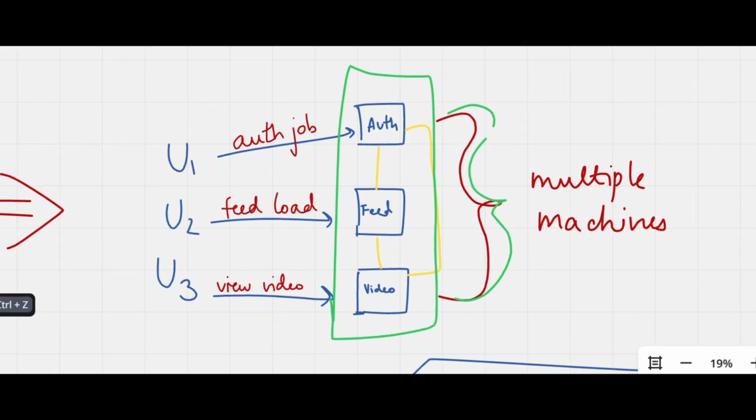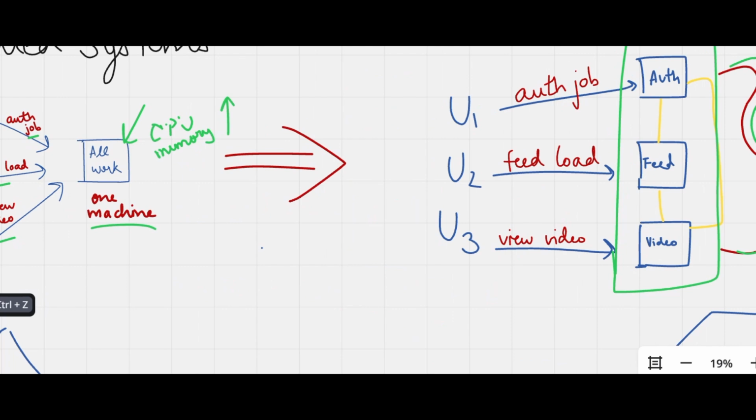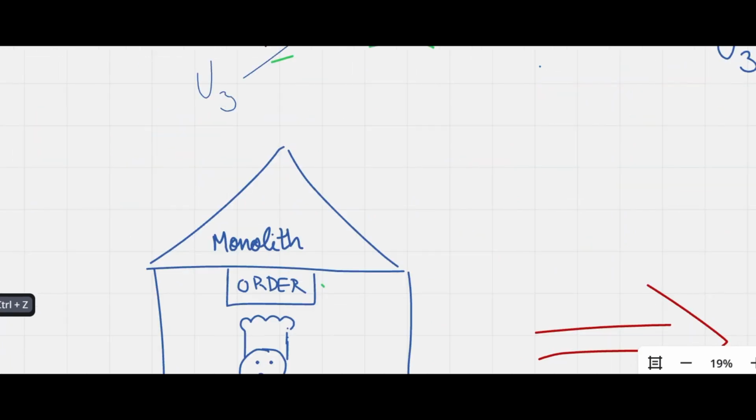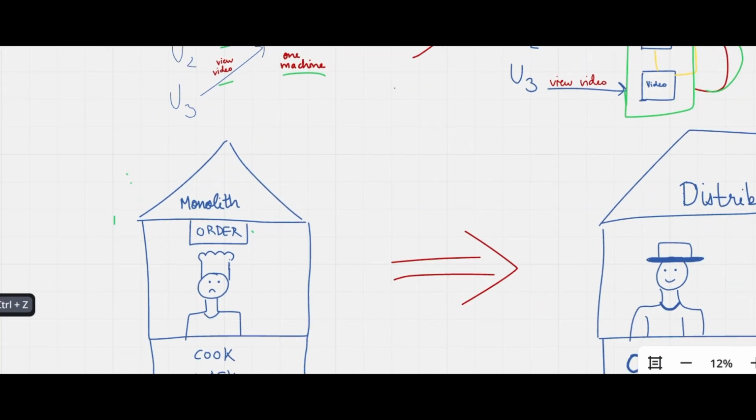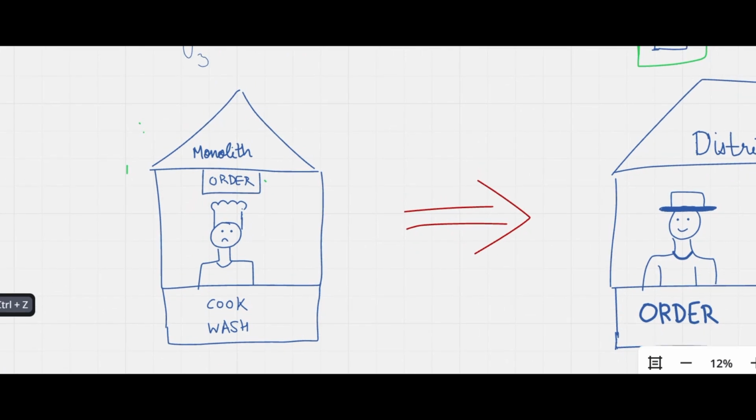Now, let us try to understand distributed systems with a metaphorical example. We'll take the example of a restaurant. I'm sure all of you have been to a restaurant. If I have to describe a monolith in terms of a restaurant, it will look like a restaurant where there is just one chef who is doing everything, right? This is the person taking orders, cooking the dishes, and also washing the dishes.